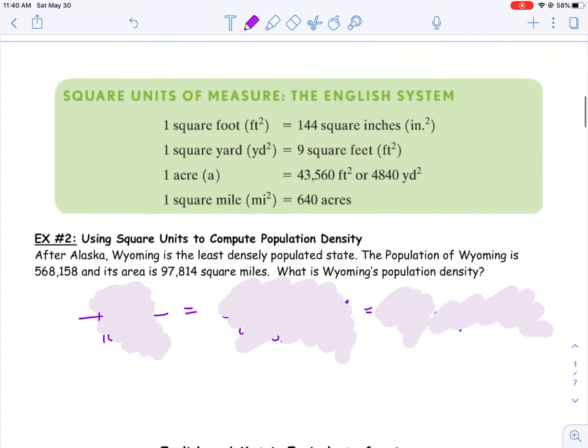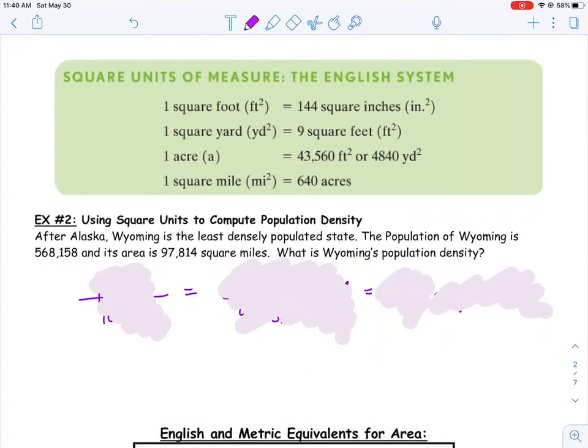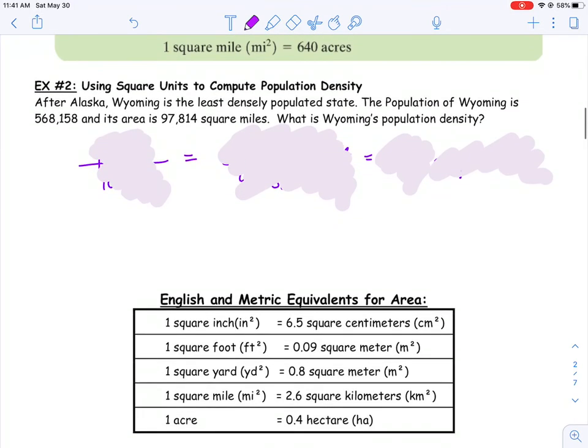Here's some other English conversions in area. We have our feet squared to inches squared, our yards squared to feet squared, acres to feet squared or yards squared, and then miles squared into acres, okay? Maybe you should find that on your formula sheet so you're comfortable with where all of those are at, so that when we see them on homework and the test, you know where those conversions are.